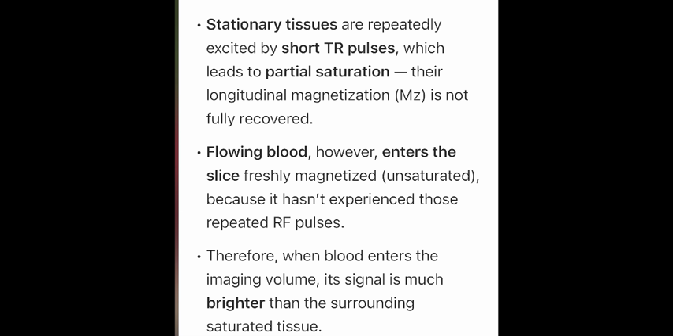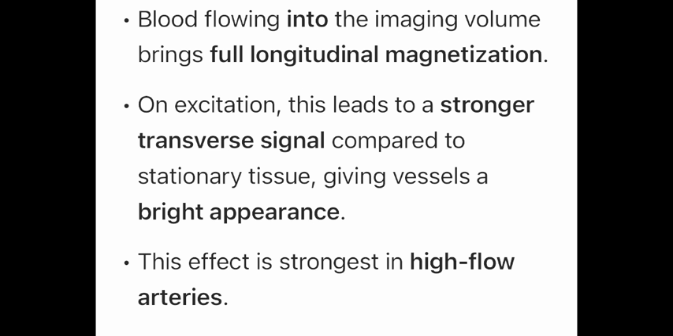Secondly, inflow of unsaturated spins. Blood flowing into the slice brings fresh and unsaturated protons. These spins have full longitudinal magnetization. They produce high signal on the next RF pulse, which results in blood appearing bright, and vessels are highlighted.